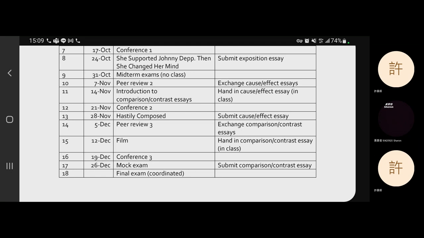So that's the schedule. Do you have questions? It can be a little bit complicated because each unit kind of switches around with the next unit. But this kind of schedule is the most efficient kind for a writing course. Questions? Okay, so I'll give you the updated schedule tonight or tomorrow or something.